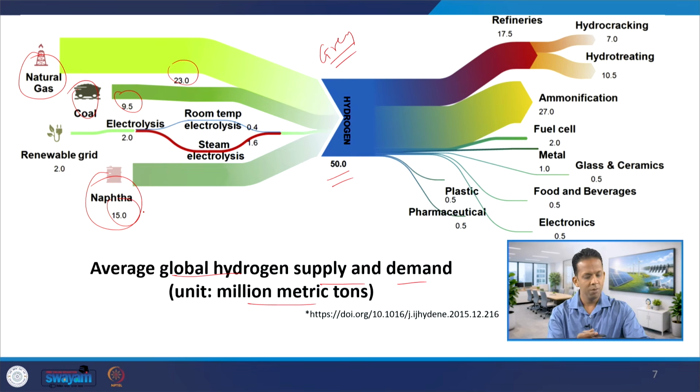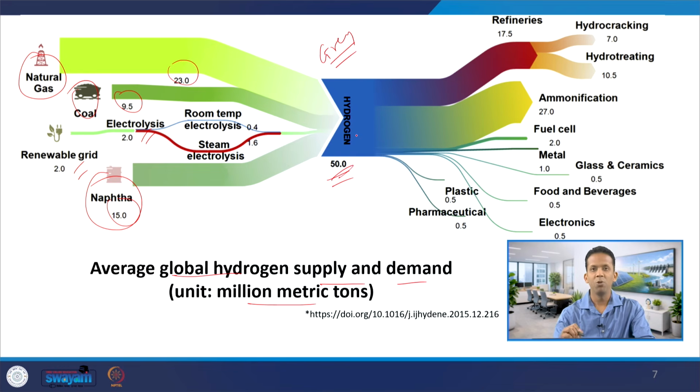Okay, so you can see 20 out of 50, almost 23, 15 and 10. So very close to 45%, more than 90% of the hydrogen is coming from fossil sources, and a very small amount, less than 5% or close to 5%, is coming from electrolysis and renewable grid. Now that accounts for a total of 50 million metric tons. Where is it actually being used?